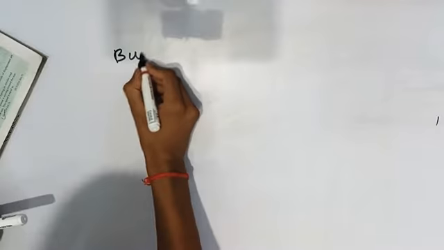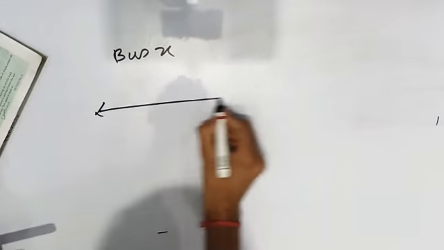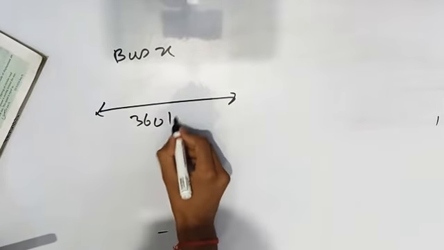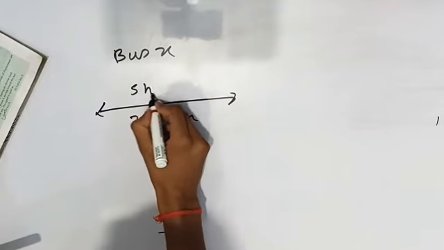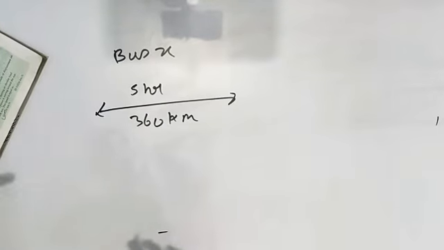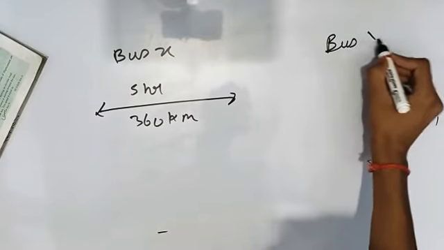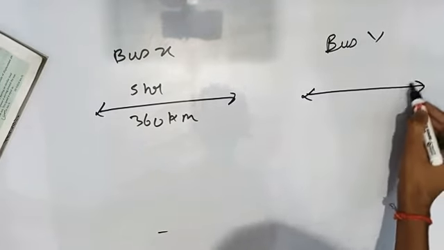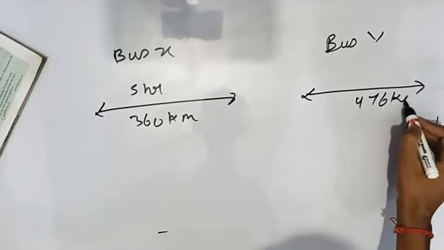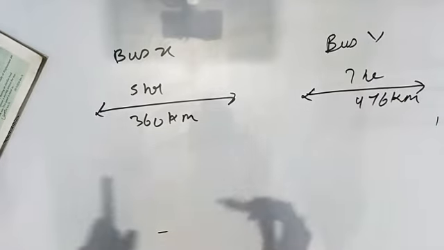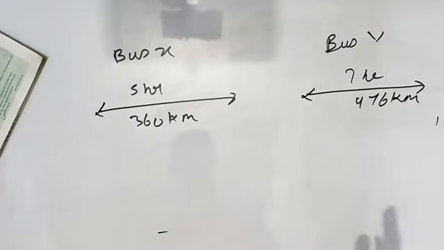Question number 23 says that bus X travels a distance of 360 km in 5 hours. And bus Y travels a distance of 476 km in 7 hours. We have to tell which bus travels faster.